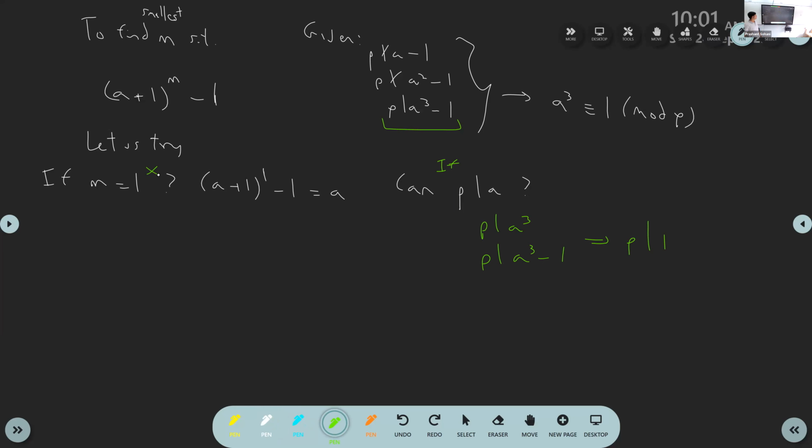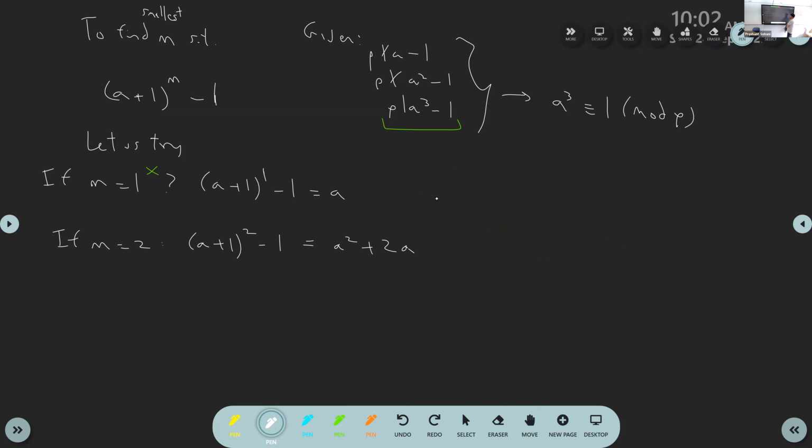Okay. So then what about m equal to 2? Then the expression is, so that is a square plus 2. What about this? Can this be a multiple of p? So let us do one thing. We can simplify this little bit to get some information. See, what is the factorization of a cube minus 1? It is simply, right? And out of this, we already know that p does not divide this part. So therefore, p has to divide this part, right?